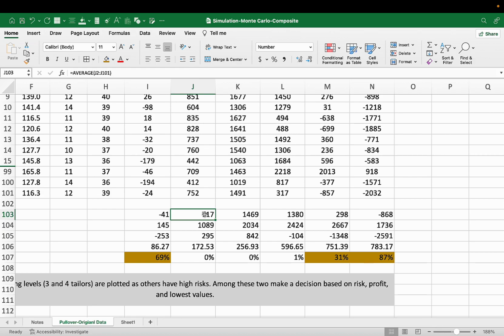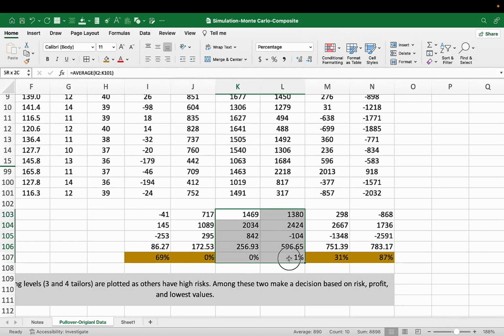That's only 717, and compared to this one, where although risk is again 0, profit is almost double. So this one again is not a very good choice. Although risk is 0, profit is not very high, so I'm going to exclude it. So I will exclude this. Okay, now we are left with two options here.